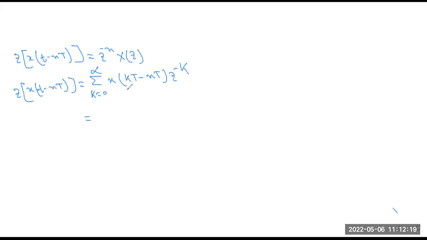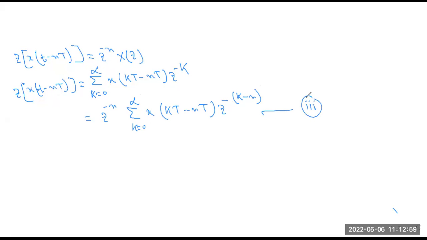So now you have to know this is basically a constant term, z to the power minus n. Here n is an integer number, either 0 or a positive integer. Now the rest of the part is the summation of k equal to 0 to infinity of x(kT minus nT) z to the power minus (k minus n). Okay, so this is another equation, equation number three.